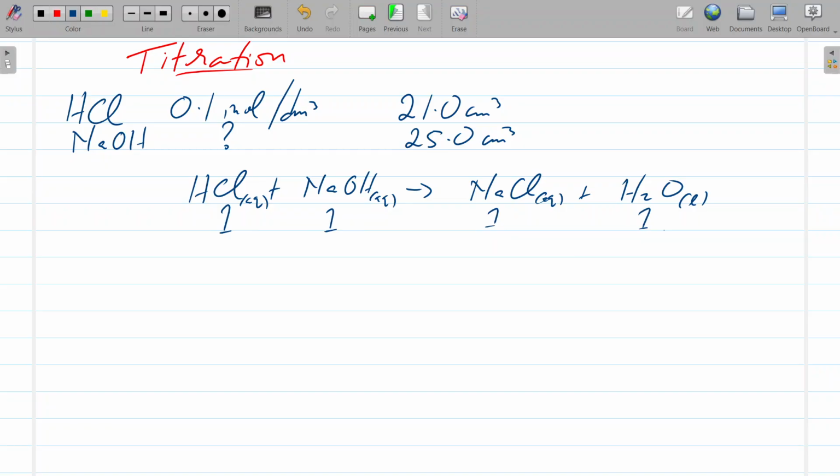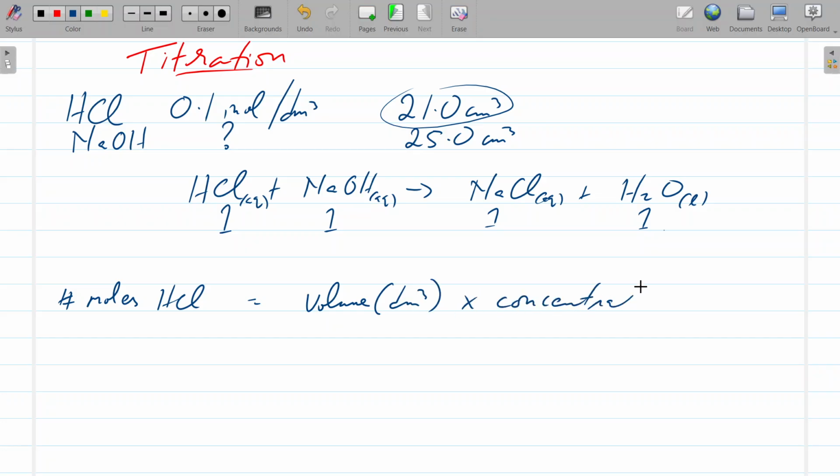Right? Then, because you have 21 centimeter cube of hydrochloric acid, you can get the number of moles, which is volume in dm cube times the concentration. So that would be 21, I hope you're following along, divide by 1000, so that will give you dm cube, multiplied by 0.1.